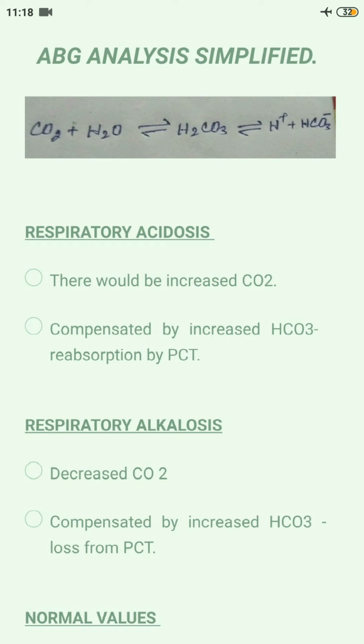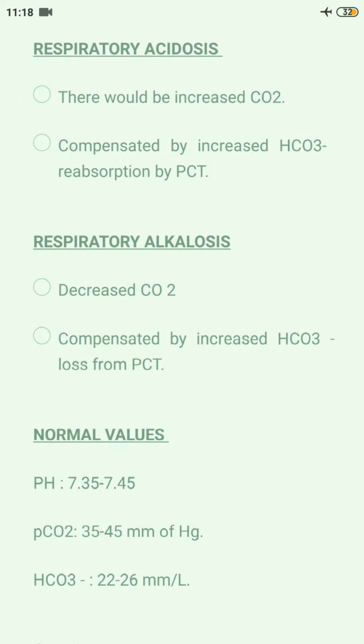In respiratory acidosis, we all know that there would be increased PCO2 concentration and it is compensated by increased HCO3 minus reabsorption by the PCT in kidney. And in respiratory alkalosis, it's just the reverse, that there is decreased PCO2 concentration due to CO2 washout while hyperventilating, and it is compensated by increased HCO3 minus loss from the PCT in kidney.